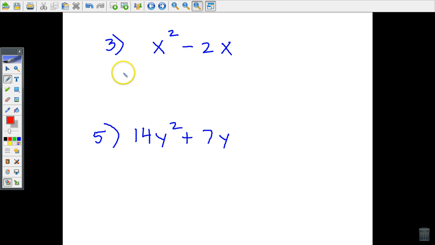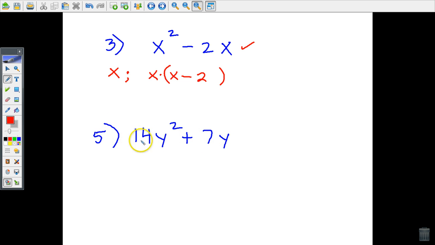Number 3, hopefully you can see that the GCF is going to be x. And now let's show the factoring. x, the GCF, would be multiplied by the expression. If you divide x into x squared, that's x. And if you divide x into 2x, that's 2. So you can always check your factoring with multiplication. Can I use the distributive property in this case and end up with the original expression? And the answer here is yes.